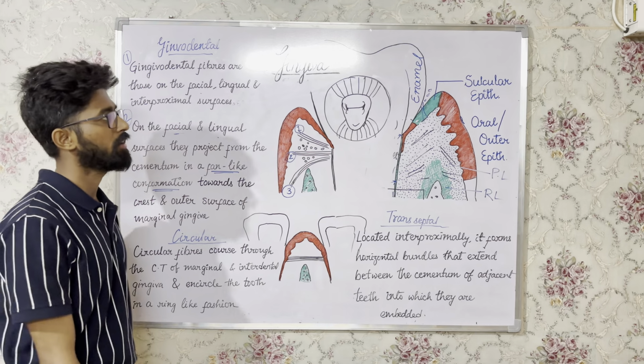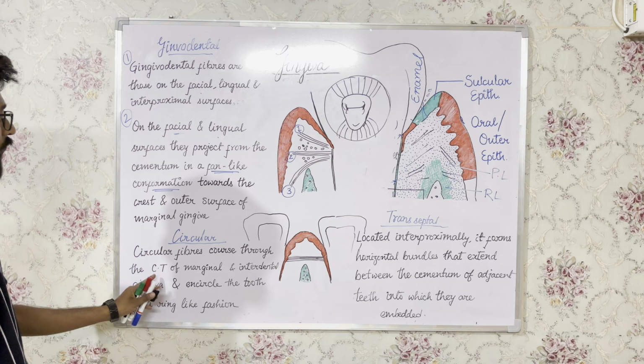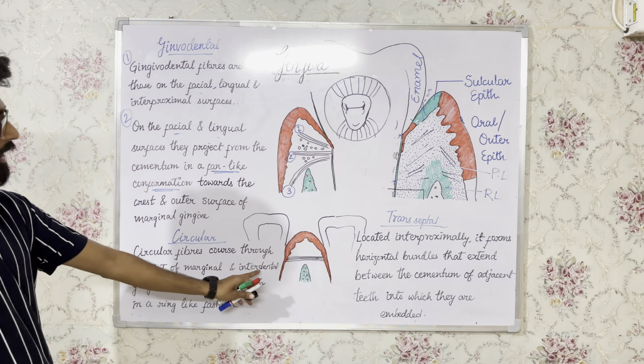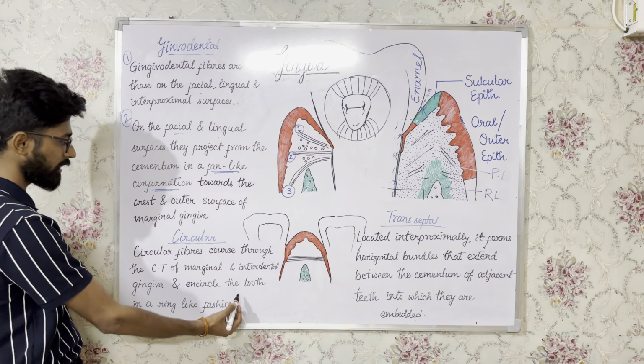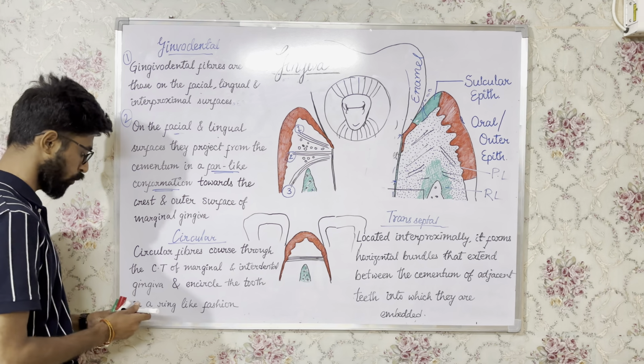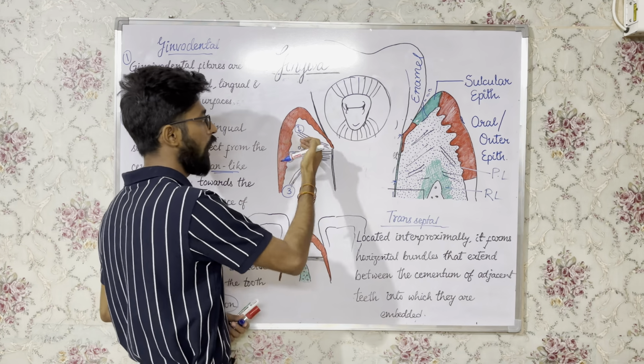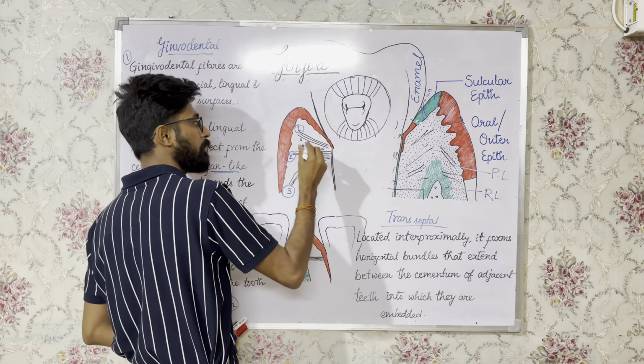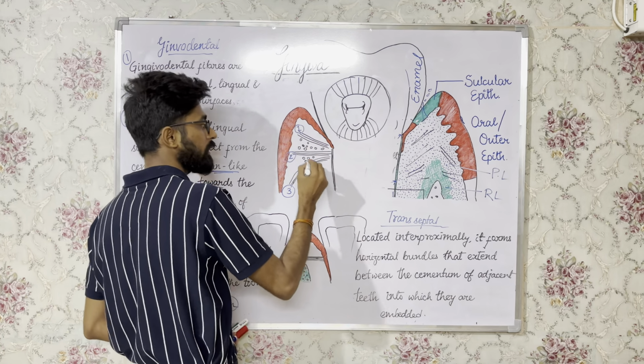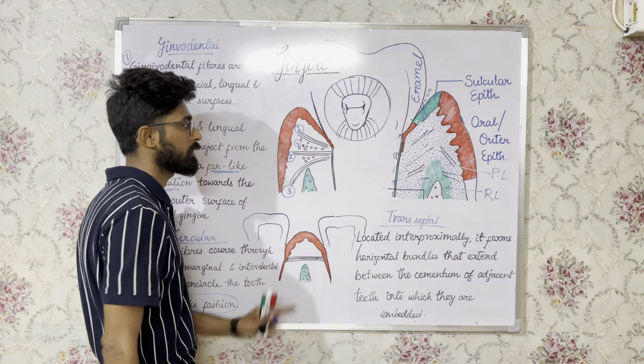Next is the circular fibers. The circular fibers course through the connective tissue of marginal and interdental gingiva and encircle the tooth in a ring-like fashion. If you see these dotted circles, if you have studied physics, outward the plane that is round and inside the plane that is cross. So mark it number 4. These are the circular fibers in the diagram.